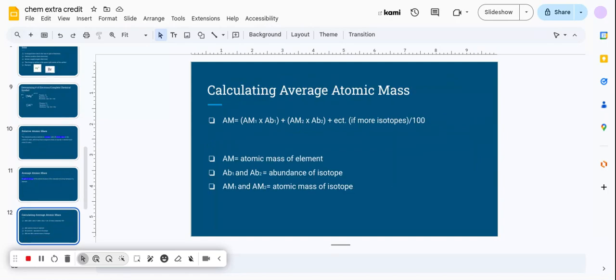So the equation for this is AM equals AM1 times AB1 plus AM2 times AB2, and then you would keep repeating that if there are more isotopes, and then once you do that, you divide it all by 100. So AM obviously stands for atomic mass of the element because that is what you're finding. The AB stands for the abundance of the isotope, and then the 1 and 2 is just to separate your different isotopes, so you would group all the first ones together. And then AM1 and AM2 is the atomic mass of the isotope.